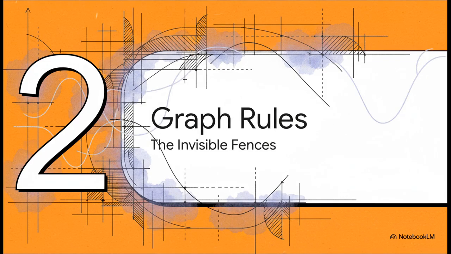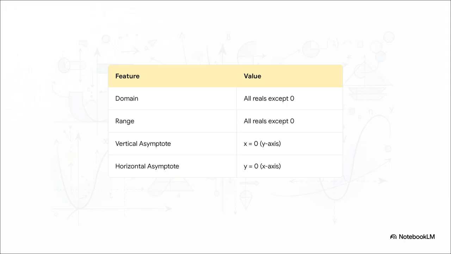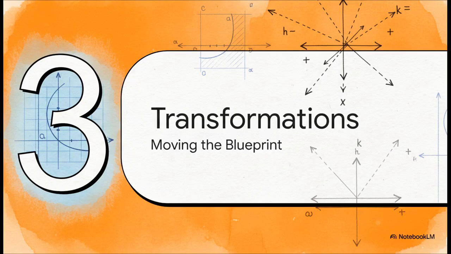All right, let's talk about the hidden rules of the game here. I like to call them invisible fences because they tell the graph exactly where it can, and more importantly, where it cannot go. Okay, so these fences are technically called asymptotes, and they're like invisible electric fences, right? The graph gets infinitely close to them. So close, but it will never, ever actually touch them. For our basic parent function, those fences are the y-axis, where x equals 0, and the x-axis, where y equals 0.